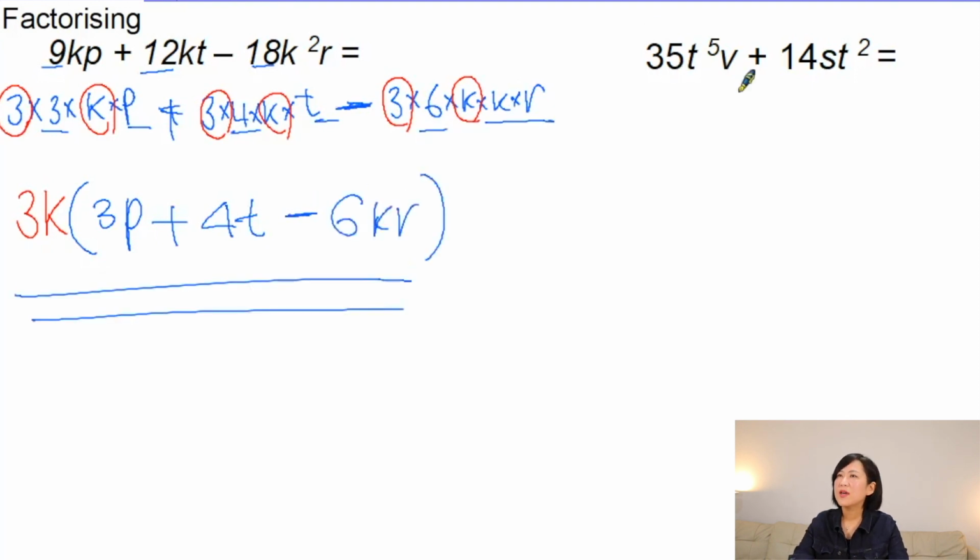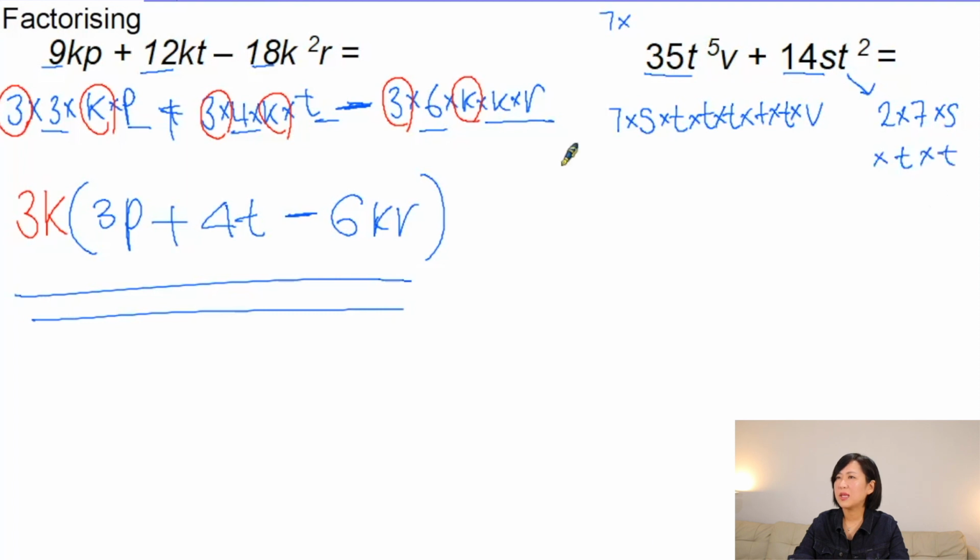Now, next one, 35 and 14 is the 7 times table. So 7 times 5, then 5 to the power of 5. That means you times 5 times, right? Then you've got a v. Then 14 is 2 times 7 times s, then times t and t. Now, let's see our common factor. That is a 7, and then t and one more t. That means t squared. So our common factor is 7t squared.